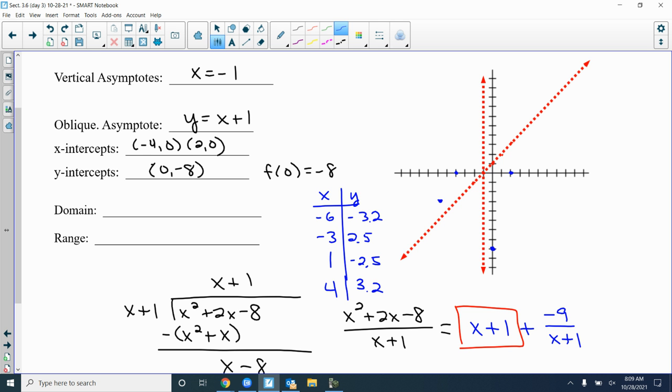-3, 2.5 is up there. 1, -2.5. 4, 3.2. All right, what in the world is this going to look like, with all those points?